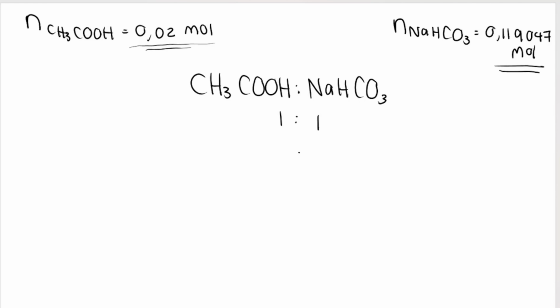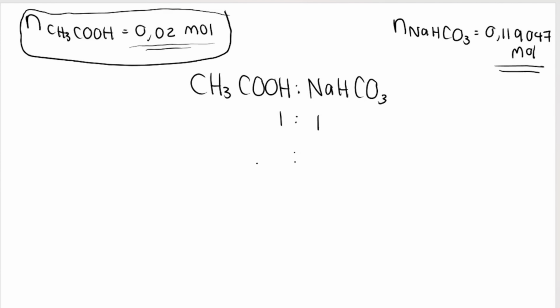Now how you determine which one is limiting is as follows. We take one of them. So my steps say pick a mole. So I'm going to pick this one, and you ask yourself the question, if I want to react all of this, so if I want to use up the entire 0.02 moles of the acid, how many moles of sodium bicarbonate will I need? Well, because it's a 1-to-1 ratio, I will need exactly the same number of moles of sodium bicarbonate.